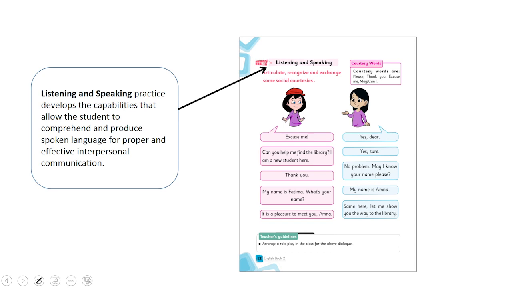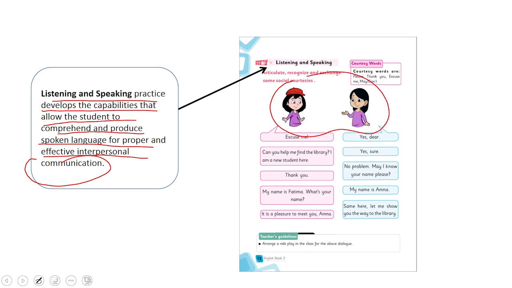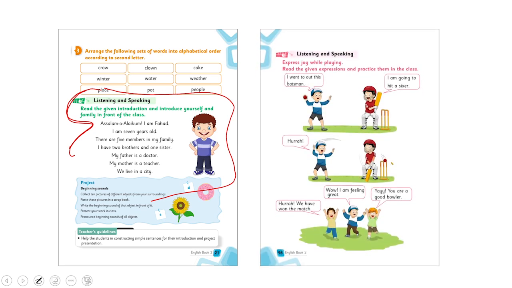The listening and speaking are very interesting. Through listening and speaking you can improve your skills of speaking with each other. Listening and speaking practice develops the capabilities that allow students to comprehend and produce spoken language for proper and effective interpersonal communication. These girls are having a dialogue. They are exchanging courtesy words. Also it contains introducing themselves. It may help to develop their confidence and express their emotions and feelings through facial expressions.